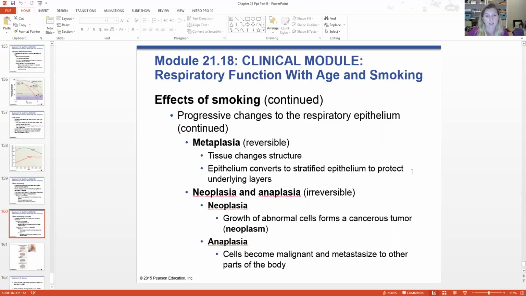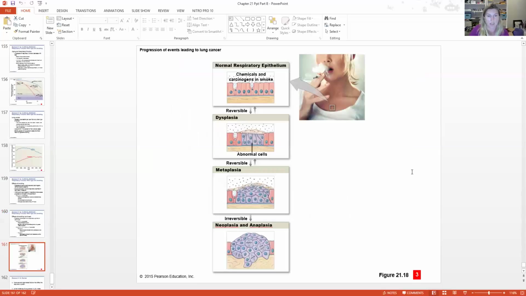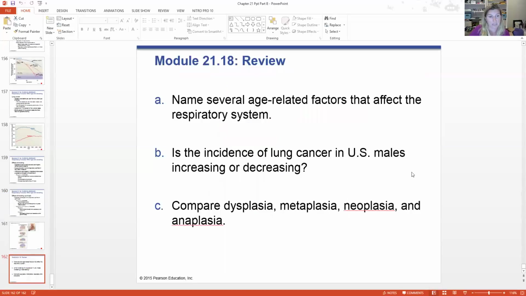The last terms are neoplasia and anaplasia. These are cancer terms. Neoplasia is the growth of abnormal cells that forms a tumor called a neoplasm, and then anaplasia is when those cells become malignant and metastasize to other parts of the body. So this is just showing you the progression. Chemicals and carcinogens in the smoke are going to cause the dysplasia, which creates those abnormal cells. And then the dysplasia can grow into a metaplasia, and then the metaplasia can become irreversible through a neoplasia or anaplasia, which is where it metastasizes.